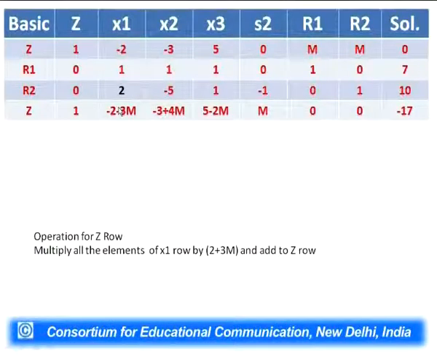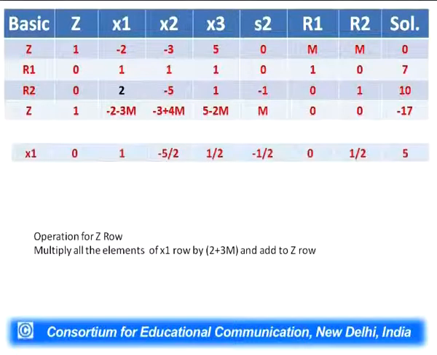So, I will demonstrate for each such cell value how these are carried out. The X1 row is 0, 1, minus 5 by 2, 1 by 2, minus 1 by 2, 0 and 1 by 2 and finally 5. This is nothing but the R2 row divided by 2, and now R2 has been removed and X1 has been entered here, and this is now the revised row with pivot as 1.